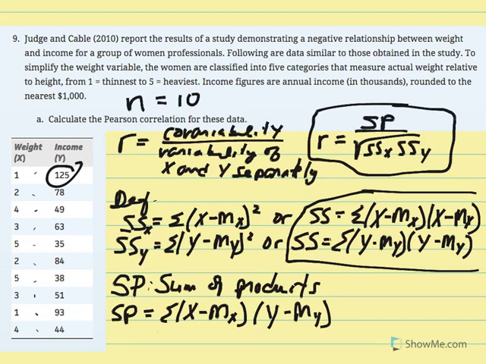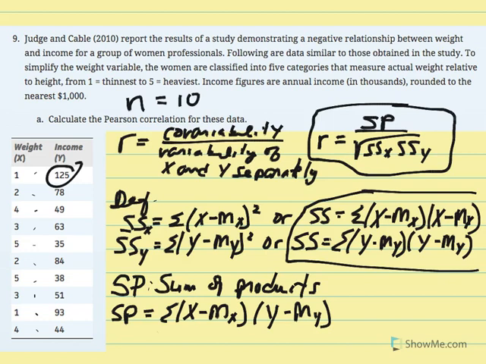Again, R can fall within the range of -1 to +1. The closer it is to -1 or +1, the stronger the relationship. Values centering close to 0 indicate that there's no relationship or a very weak relationship. The negative and positive just tell us what type of relationship we're looking at. Are they moving together in the same direction or in opposite directions?